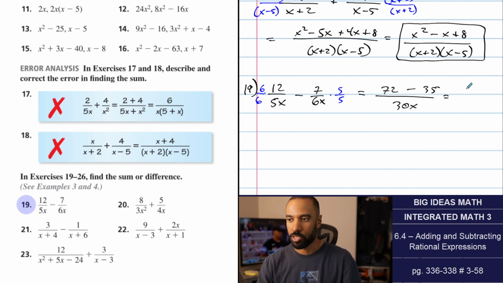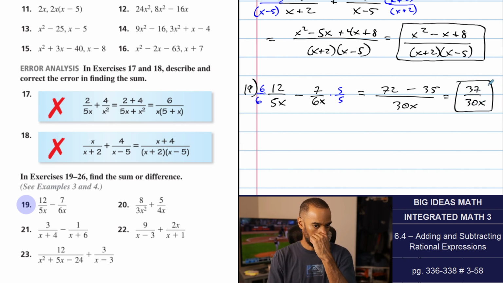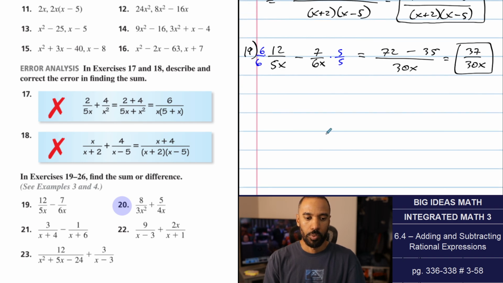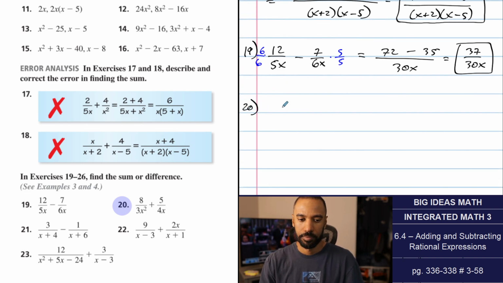72 minus 35 is 37, so we get 37 over 30x, which cannot reduce. We're just done. We're finished with that. Kind of random numbers, but that doesn't make it not the answer. Number 20, we go to addition. I would have thought addition and subtraction would have been different sets. I'm glad that they're actually just together.